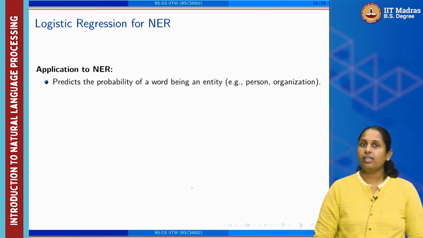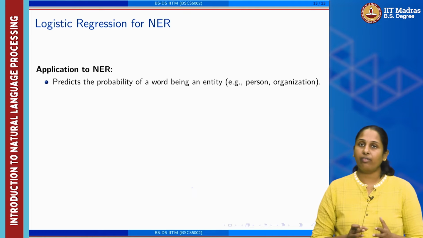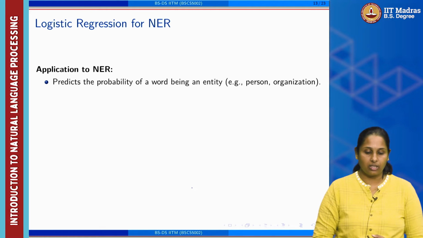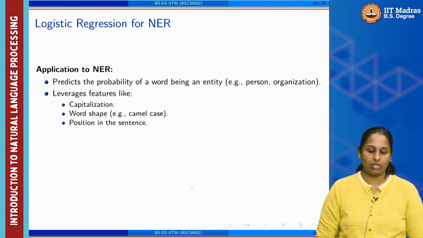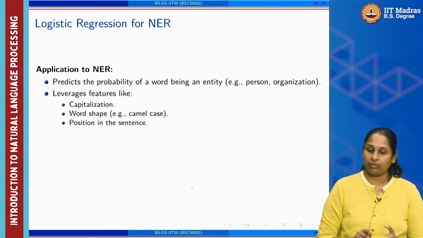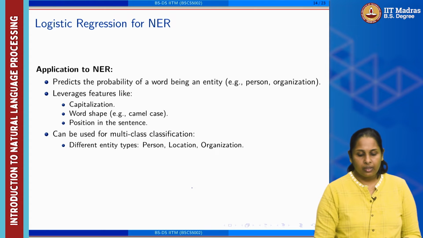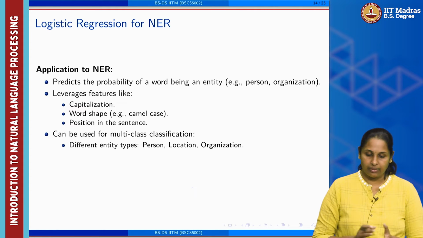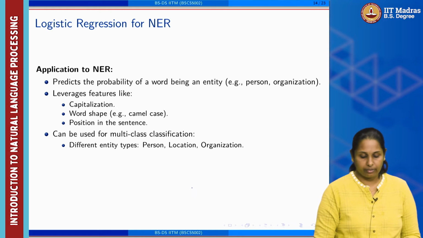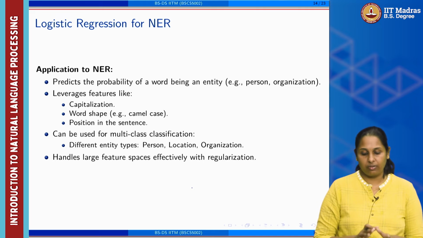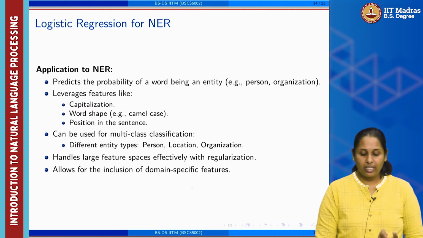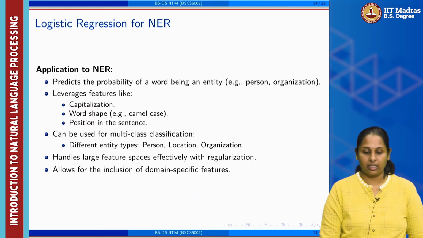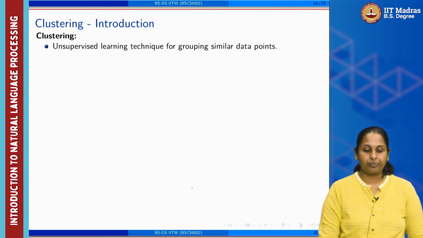Similarly to the POS tagger, NER also benefits heavily from the logistic regression classification model. It predicts using features like capitalization, word shape, and position in the sentence. It can be used for multi-class classification, for example person, location, organization, and it handles large feature spaces effectively with regularization. Again, domain-specific features can also be integrated into this context.